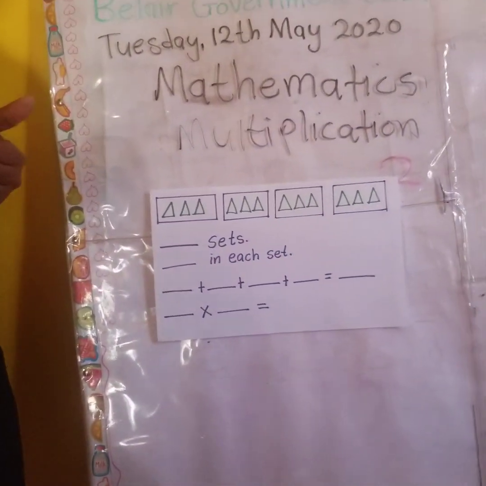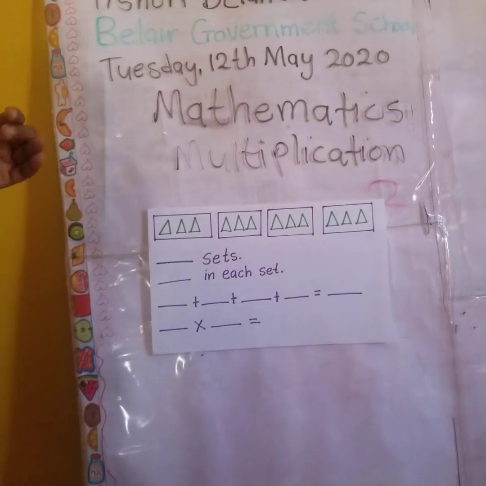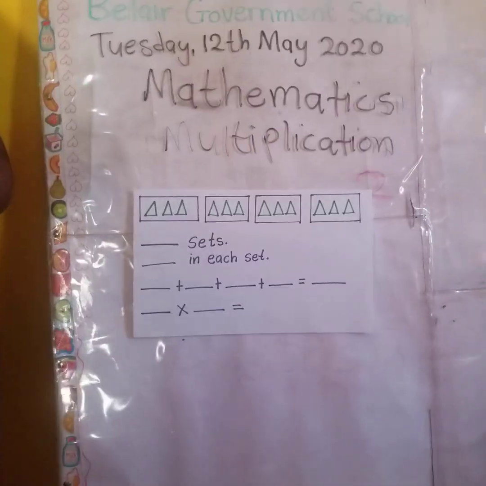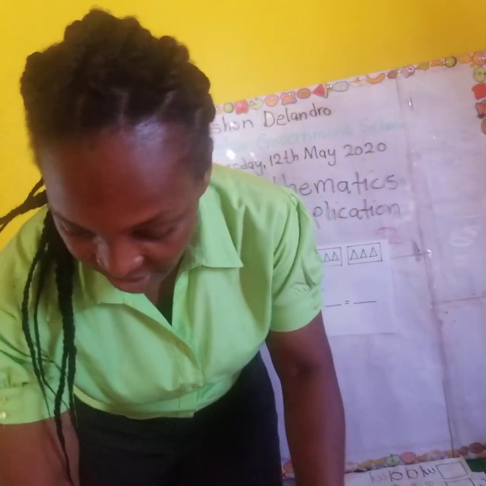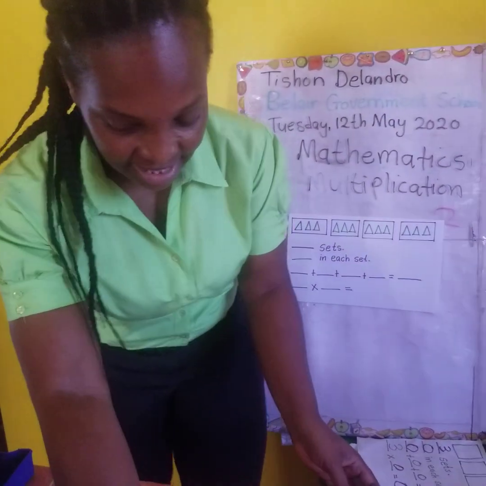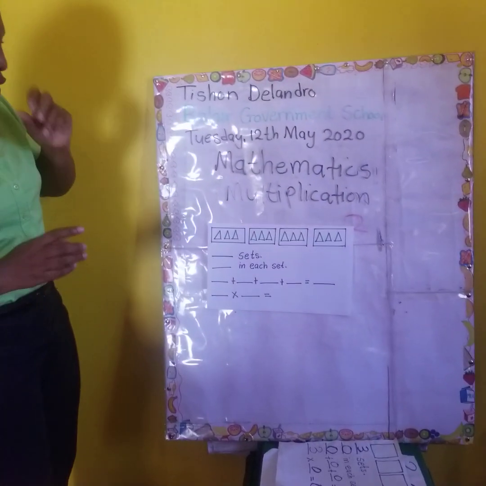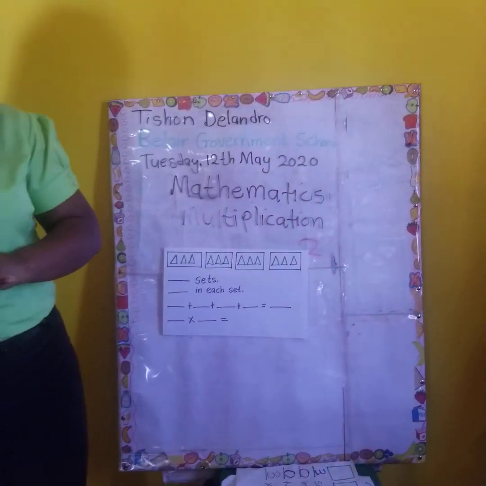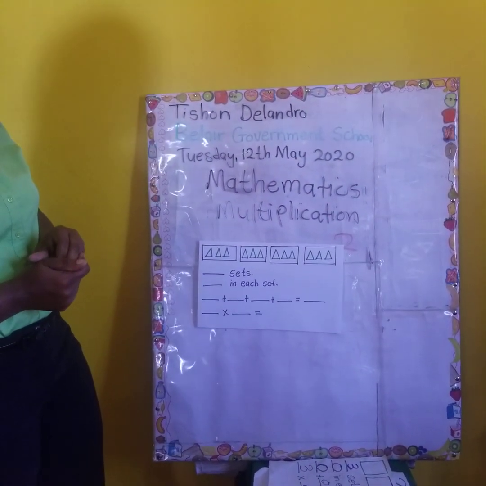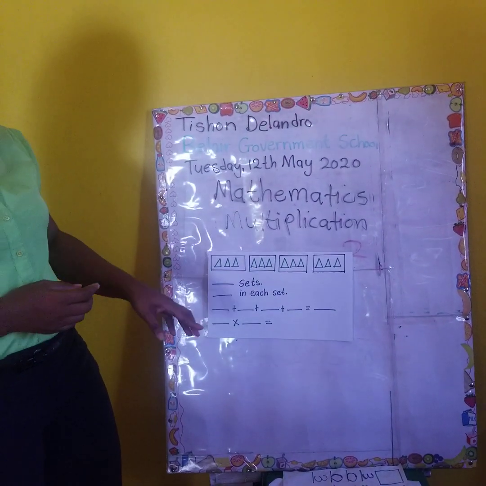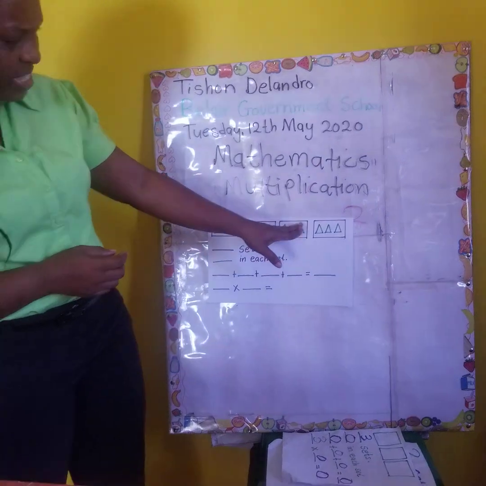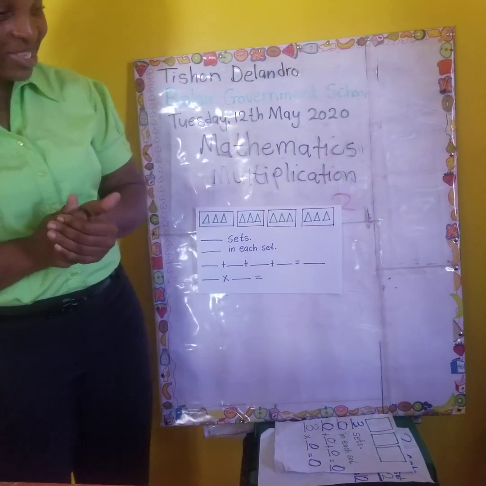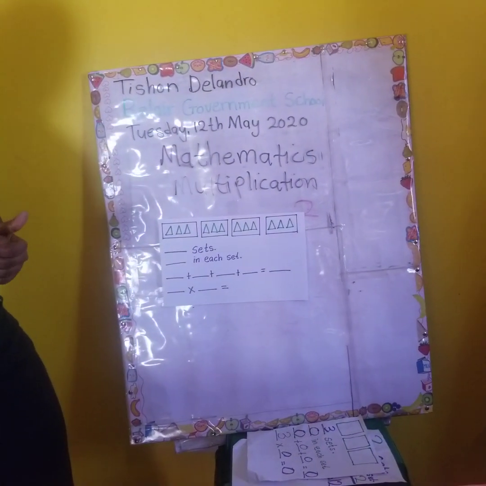Very good. So I think that you are finished now. So let us see what we got for our answer. When we look, how many sets do we see there? How many sets? 4. You sure? Let's count it. 1 set, 2 sets, 3 sets, 4 sets. Awesome. So we have 4 sets there.